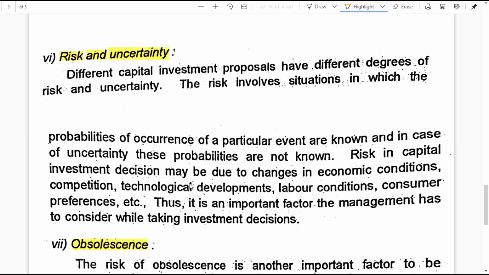If the project promises such huge returns which will equate the amount of the risk the business should undergo in a project, the project can be very well accepted by the business. This is about the sixth point.